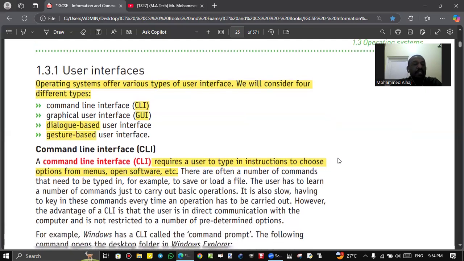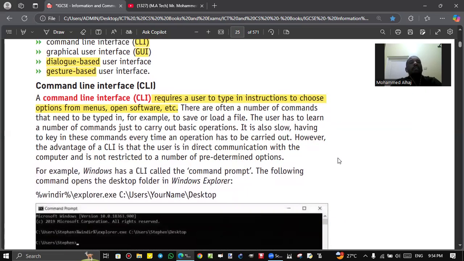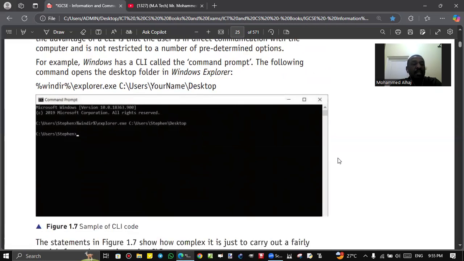Let's start with the first type, which is command line interface. The command line interface requires a user to type in instructions, to choose options from menus, and open software. To deal with this type of interface, you need to be aware of how to type the commands and instructions, which is a little bit harder for people who are not good at commands. An example, as we can see here, is our command prompt.